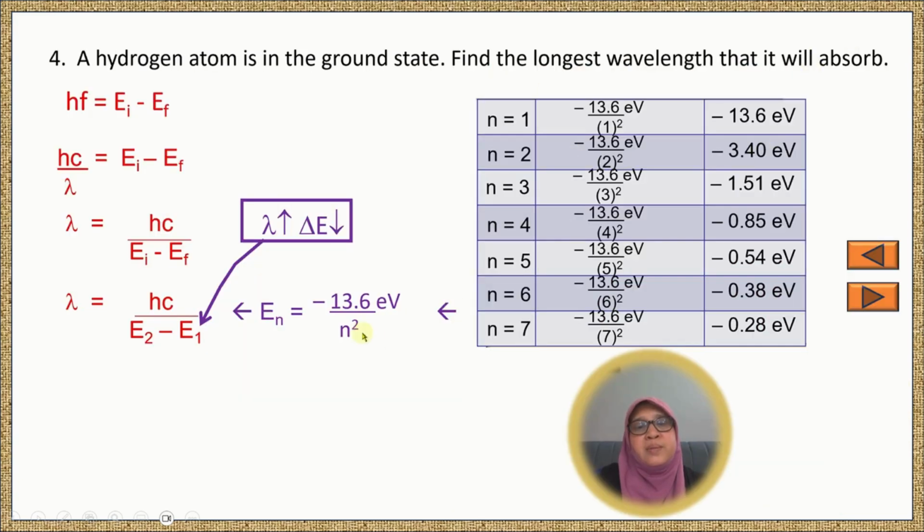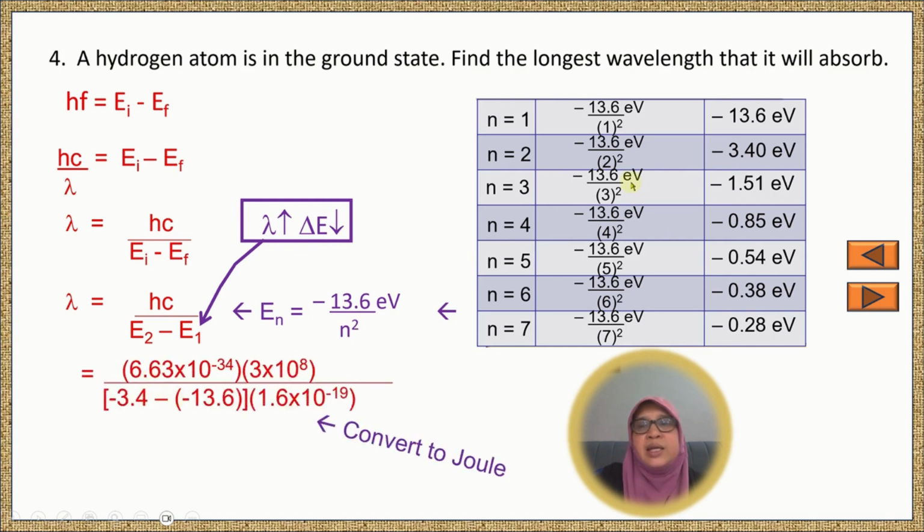So we do the same formula. If n equals 2, we get negative 3.40 electron volt. So we divide it by 2 squared here. This is the formula for energy we use: negative 13.6 over n squared. So we substitute into the equation here: E2 is negative 3.4 minus E1, which is negative 13.6.